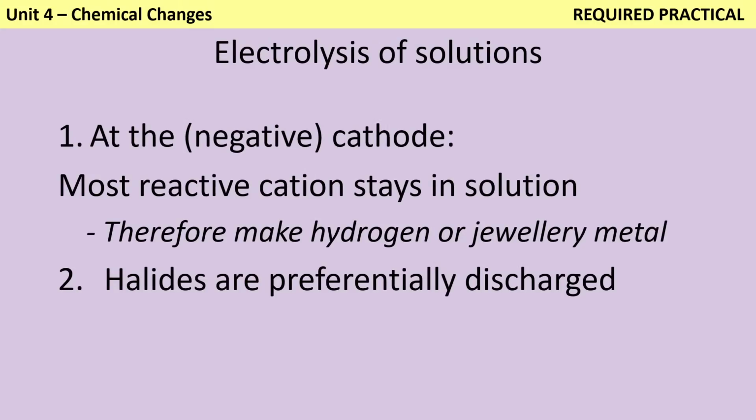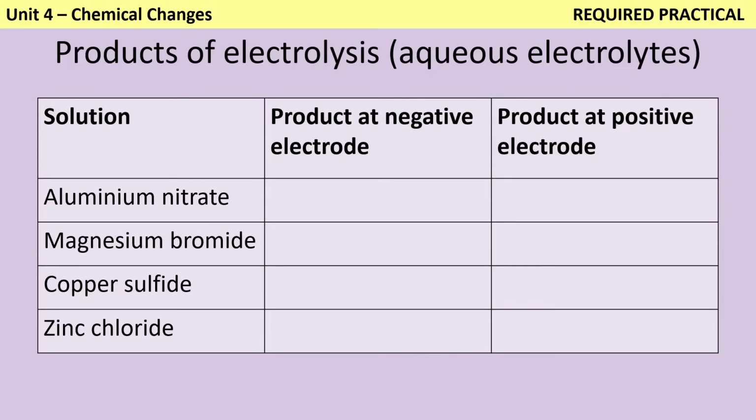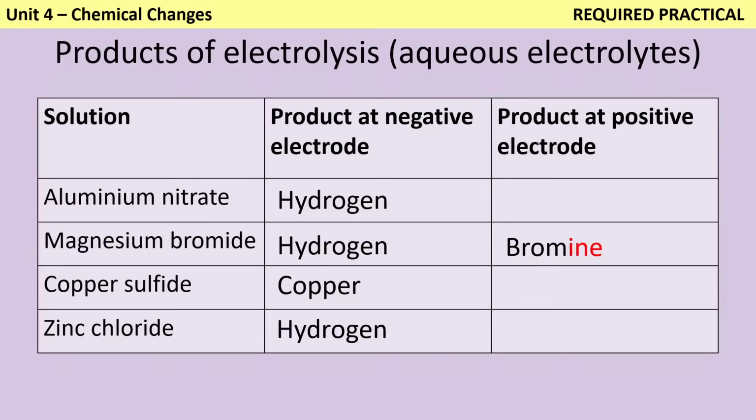Then our second rule is that if there is a halide ion, so halide ions come from group 7, then that is going to be discharged. So bromide comes from group 7, so we make bromine, and chloride comes from group 7, so we make chlorine. But nitrate and sulfide, they are no good to us.